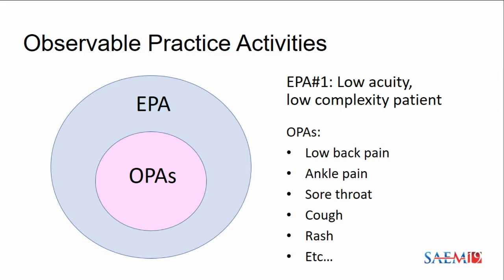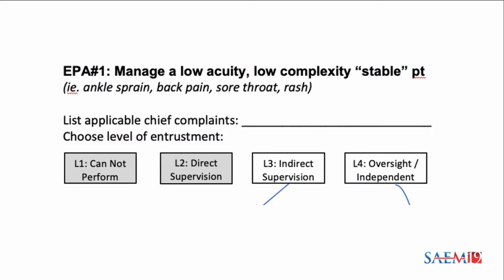One of which is OPAs. Eric Worm did a bunch of work with this in internal medicine, and OPAs are smaller things that are related to every EPA. In this example of low acuity, low complexity patient, your OPAs may be seeing a patient with low back pain, seeing one with ankle sprain, seeing somebody with a rash and managing them. So they're smaller elements of work that are related to the larger EPA. So you probably want a handful of different OPAs that the resident did to officially say, yes, they're good for the EPA. And that's why we have that list of chief complaints at the top of our assessment form. We want you to write in what those chief complaints were so that we know not only can the resident see low back pain patients and be fine, but they can also see a variety of other complaints before we say, yeah, you're good with a low acuity, low complexity patient.